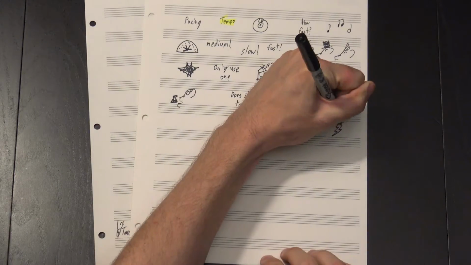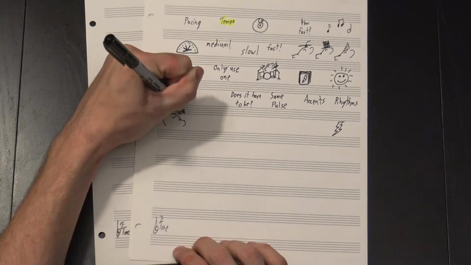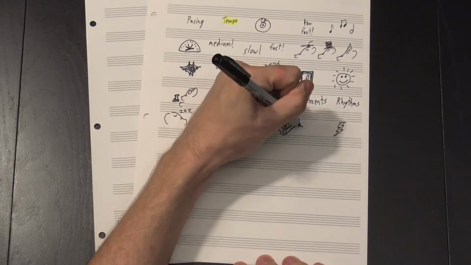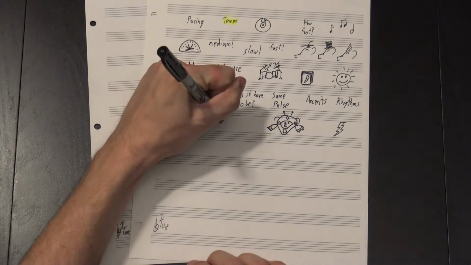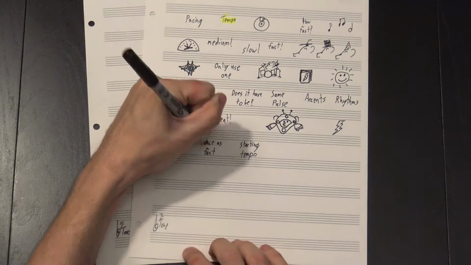You might want to change the energy level or represent a shift in the narrative, or maybe just break up the monotony of a single driving pulse. Whatever your reasons though, you've got options. The simplest way is to cheat. You just take your starting tempo, and then you play everything twice as fast.